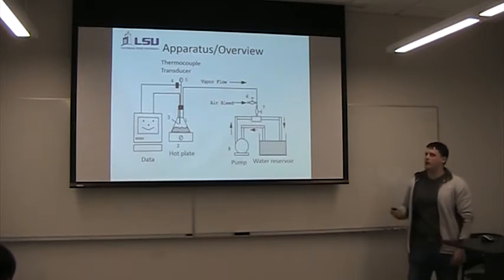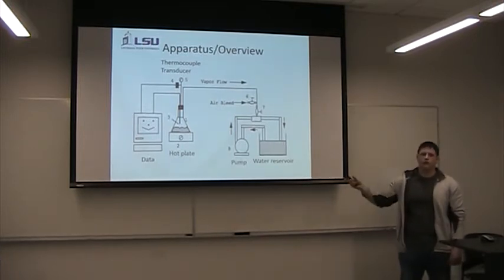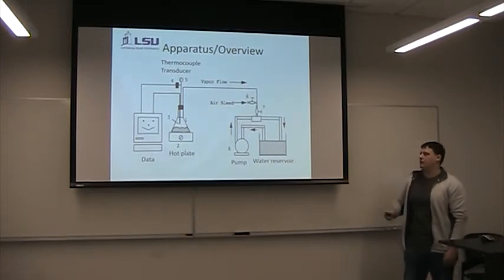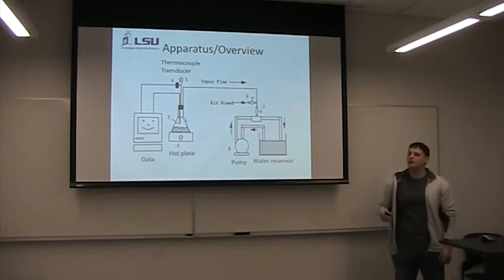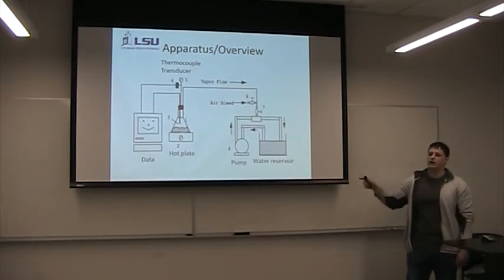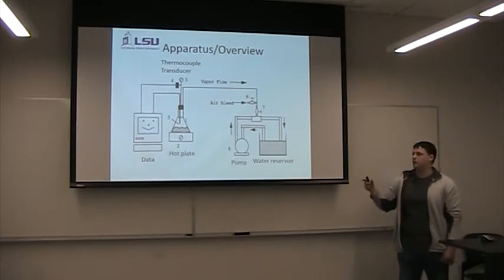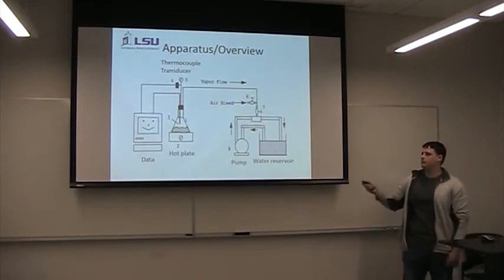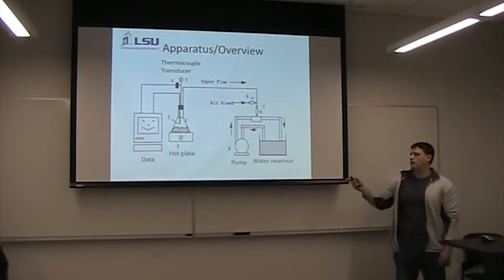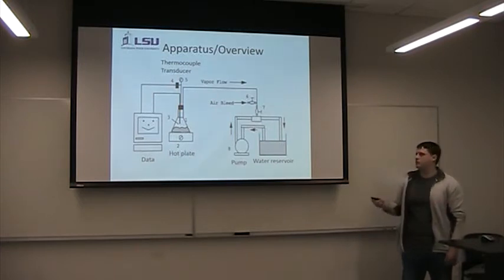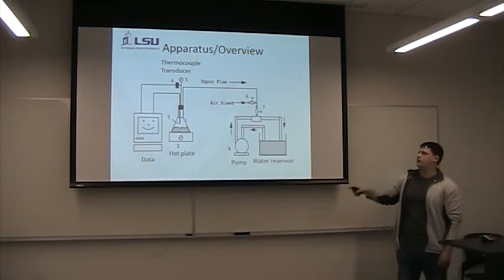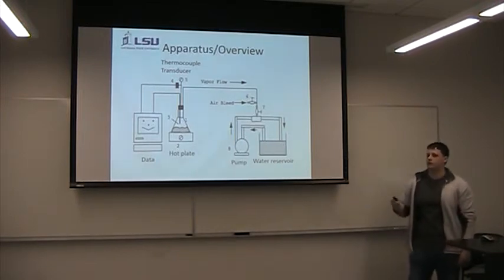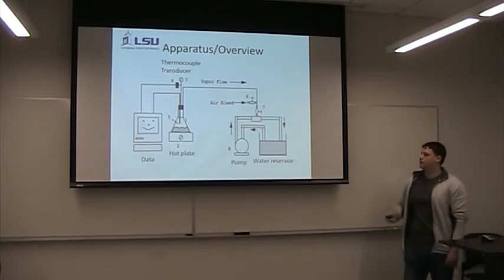Now I want to look at the apparatus, the overview of what the experiment holds. If you look on the left, they have the data acquisition, which will have software that will take the readings from the transducer and the thermocouple. The thermocouple is going to be inside of the beaker, taking the temperature of the water, and the transducer is going to be outside, measuring the pressure of the beaker. The hot plate is going to be used to control our temperatures, and if you look to the right, we have a pump and a water reservoir that cycle and create a vacuum that traps the vapor flow and blows it out of the beaker.